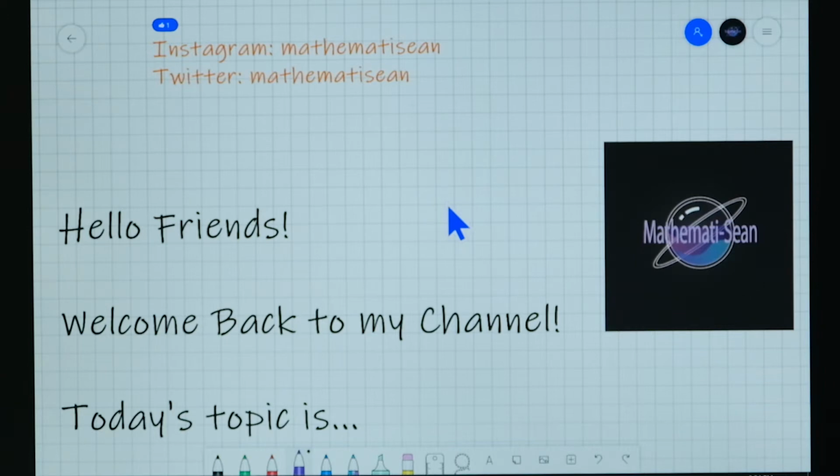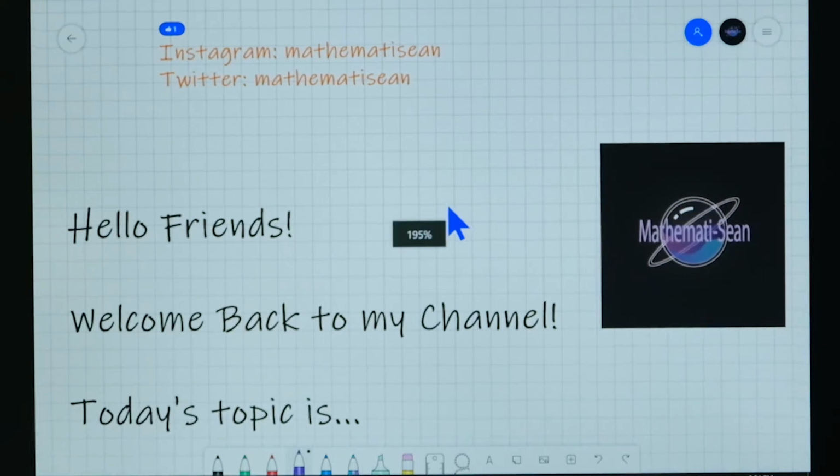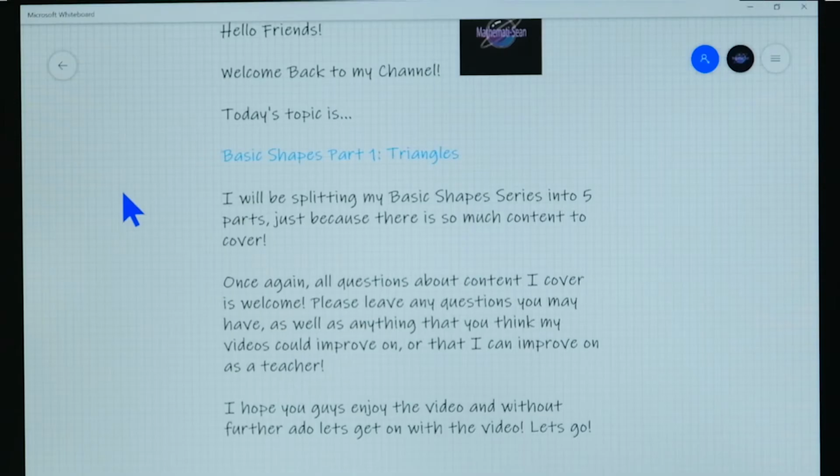Today's class is going to be a very fun class, and so will the next few classes. Today's topic is going to be about basic shapes, and this is part 1 of triangles. I will be splitting my basic shapes series into 5 parts, just because there are so many shapes and things to cover in this series. This triangles part is going to be split into 2 parts just because there are a lot of triangles to cover.